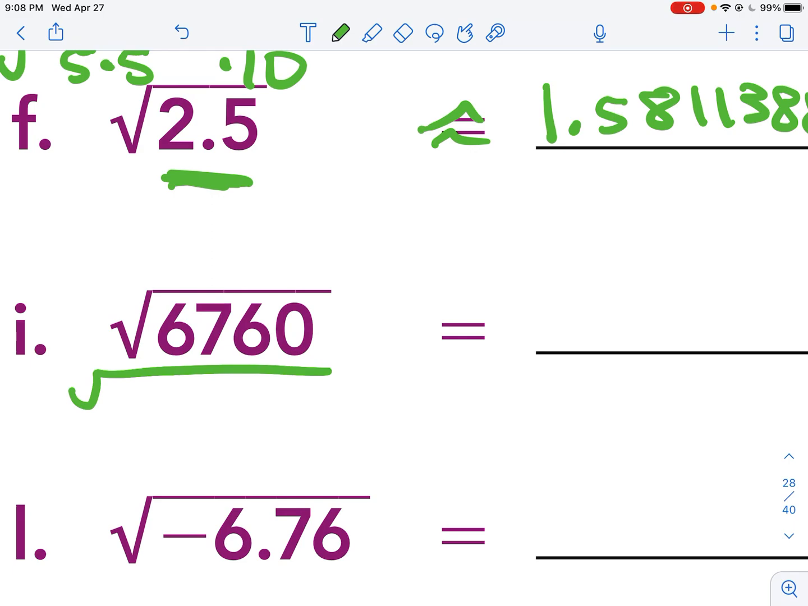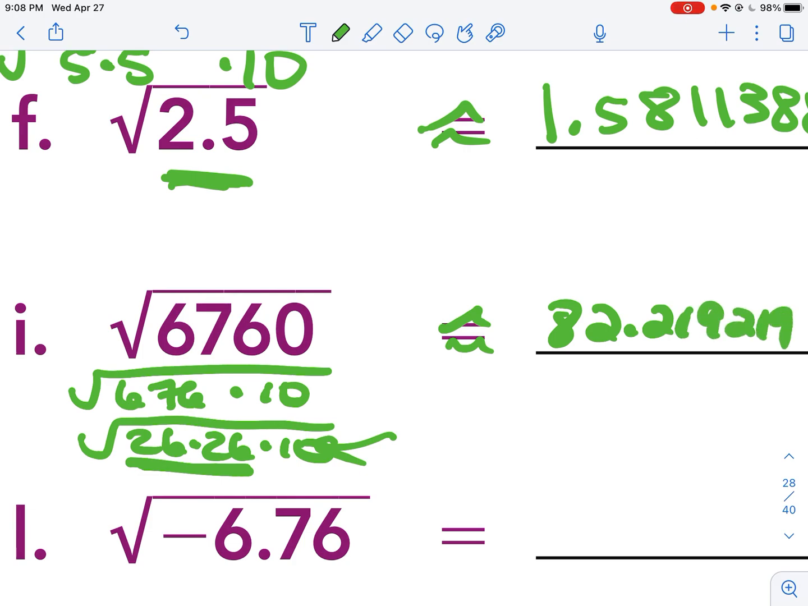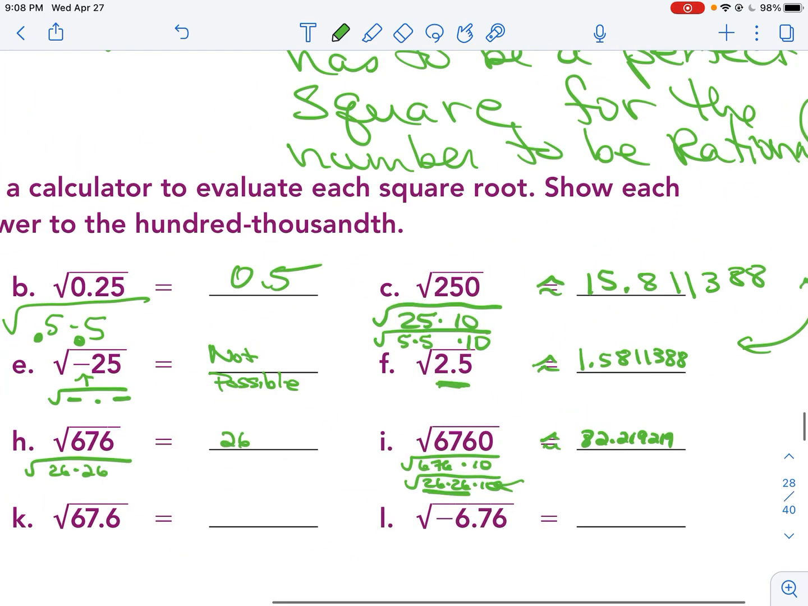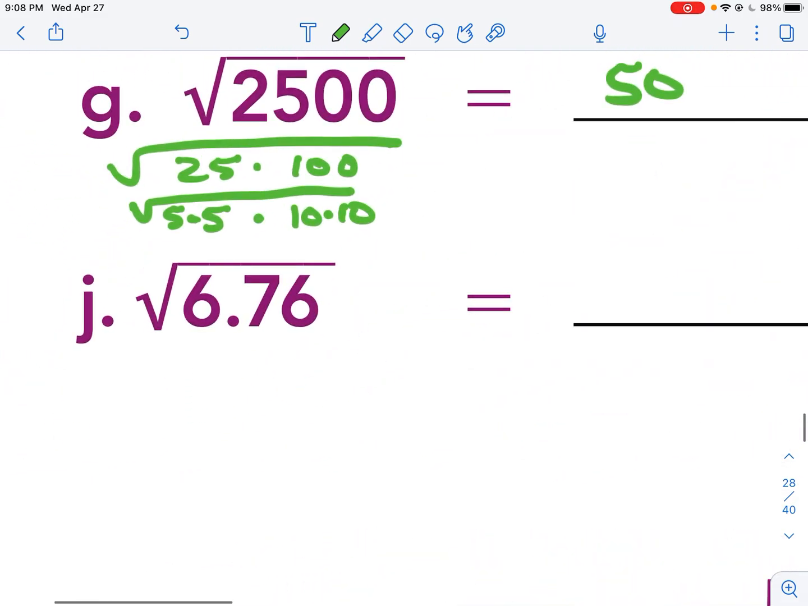Okay, so over here, this would be 676 times 10. So this is 26 times 26 times 10. So this part's perfect square, but this part is not. That makes it an irrational number. And so we're going to take the square root of that, and we get approximately 82.219219. Okay, and then basically the same number.